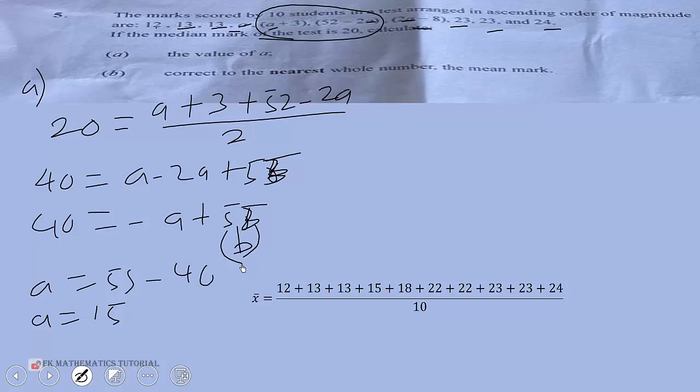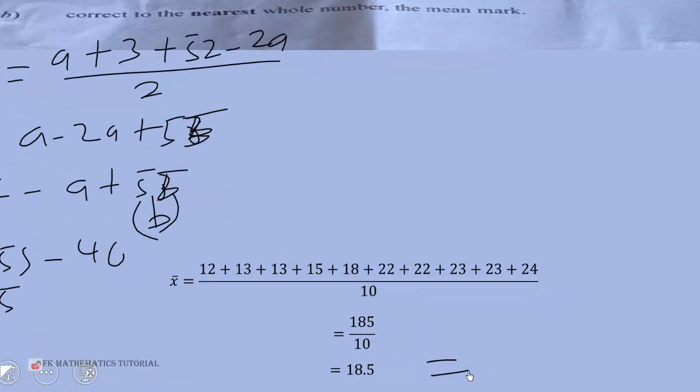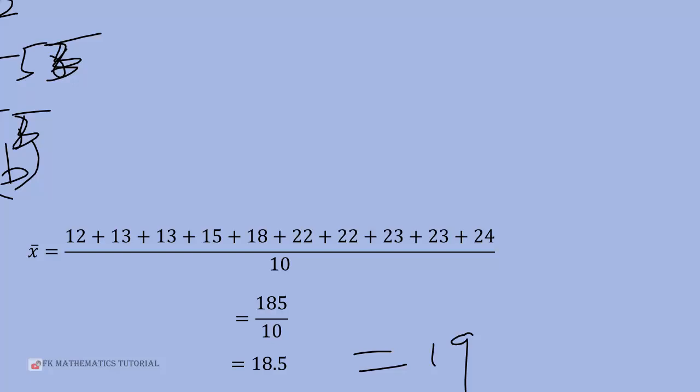So if that is the case, we can now substitute the value of A here, here, here, here. When we do that, we get these values. Then we use them to calculate the mean. We add all these values, then divide by 10 to get 18.5. To the nearest whole number is 19. So the mean mark is 19.